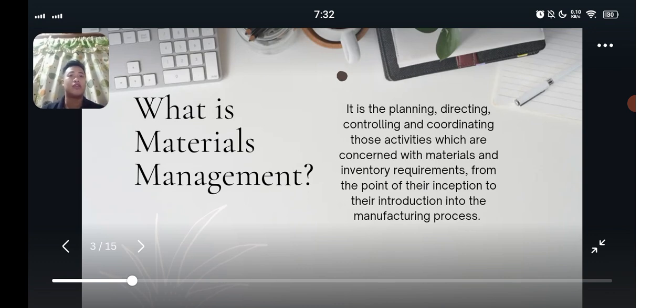What is materials management? It is the planning, directing, controlling, and coordinating of those activities which are concerned with the materials and inventory requirements from the point of their inception to their introduction into the manufacturing processes. Materials management includes capabilities for supply chain planning and execution, and is a fundamental component of the supply chain. It is typically the skill used by businesses to plan their complete material requirements. So, that's for materials management.